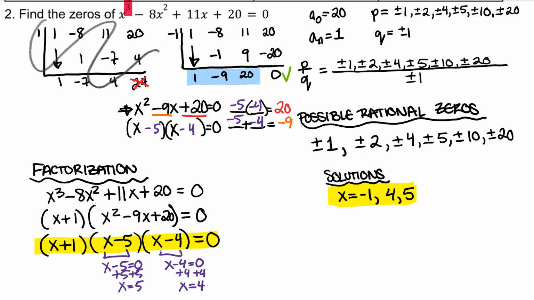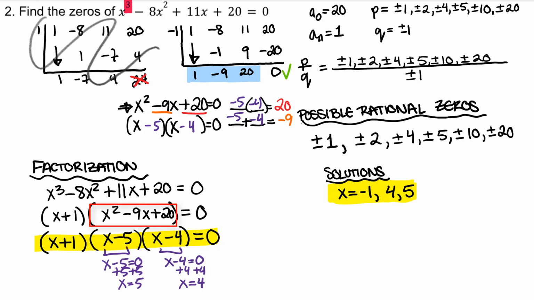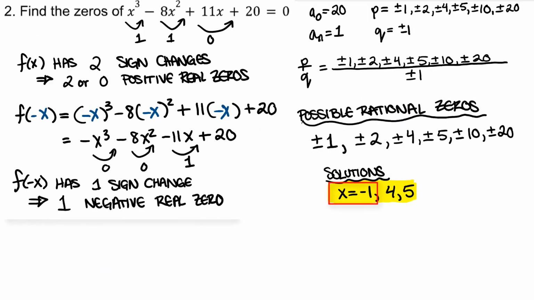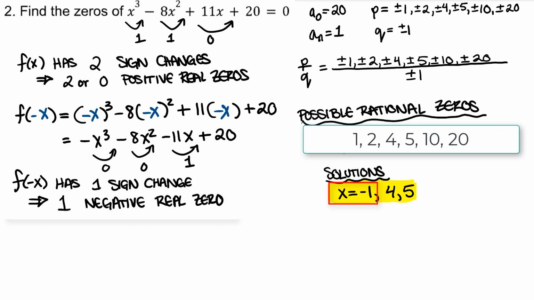Make sure you not only can find the solutions, but you can also write out the full factorization. That would be factorization with linear or irreducible quadratic factors. If this quadratic wasn't factorable, I would have to try another possible rational zero. And that's when Descartes' rule of signs would really help me narrow it down. Because I know that x equals -1 is a solution, and from Descartes' rule of signs, I only have one negative real zero, then I wouldn't need to try out any more of the negative possible rational zeros.